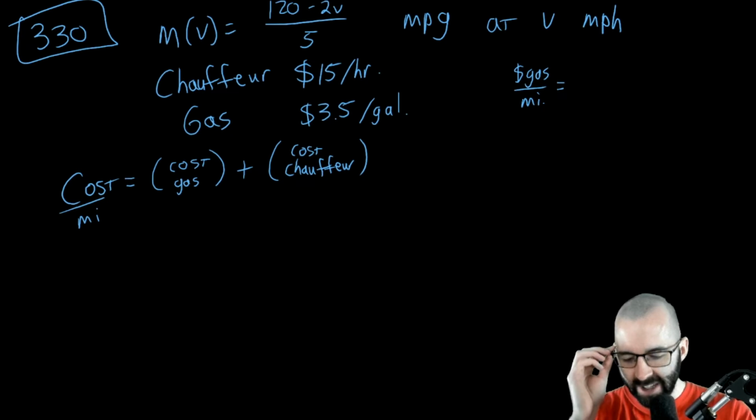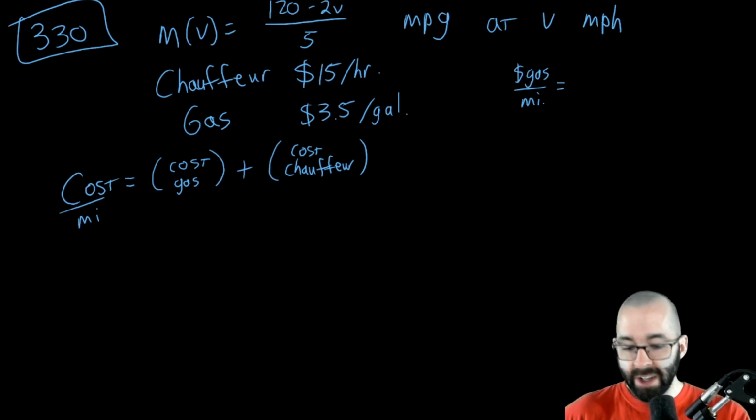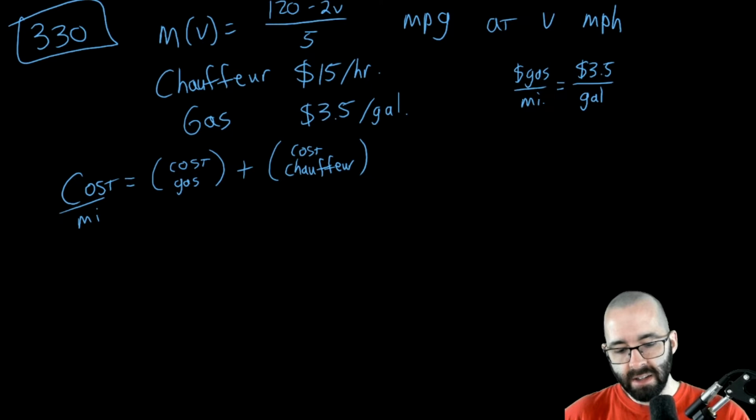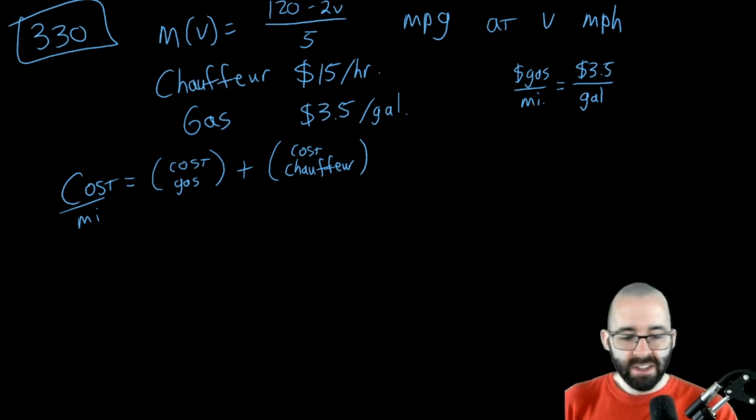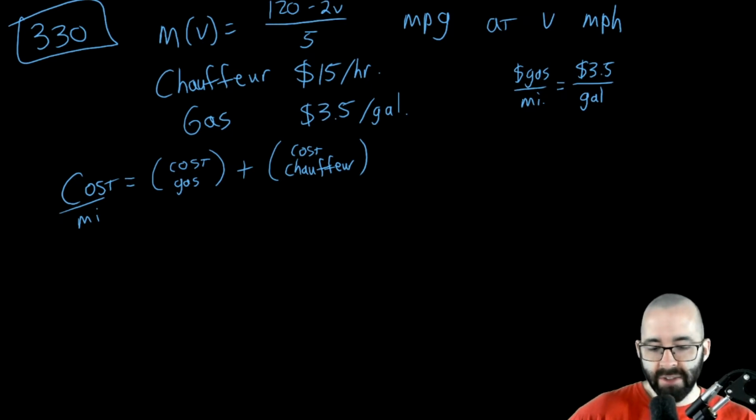Wait, I'm totally blanking. It's definitely $3.5 per gallon. We're going to start with that. $3.5 per gallon. And then we just have to make sure the units work. We already have the dollars, but we have gallons in the bottom when we want miles.